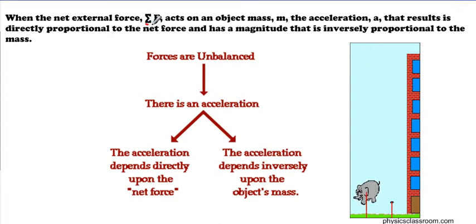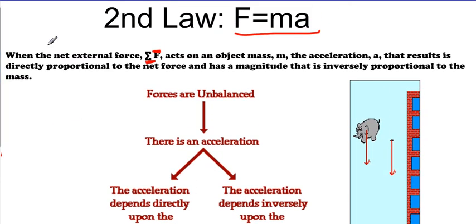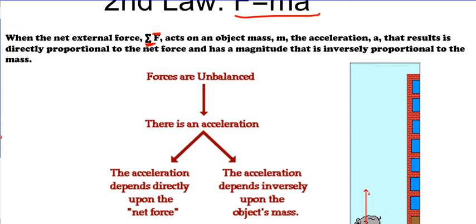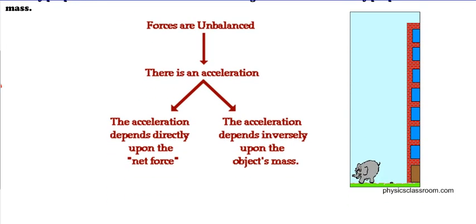This sigma just means the sum. So sigma F, the sum of all forces, is going to be equal to the mass times acceleration. And this is the net force. Once you account for all of the forces, you find what the final force is, and that's going to be equal to the mass of the object times its acceleration.